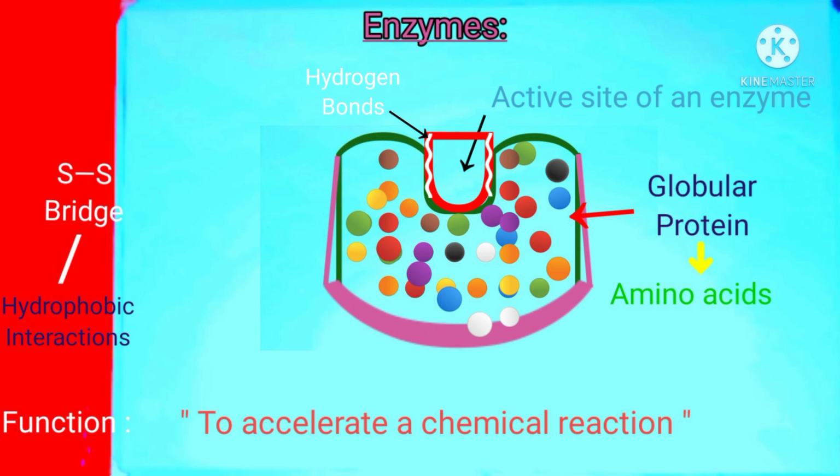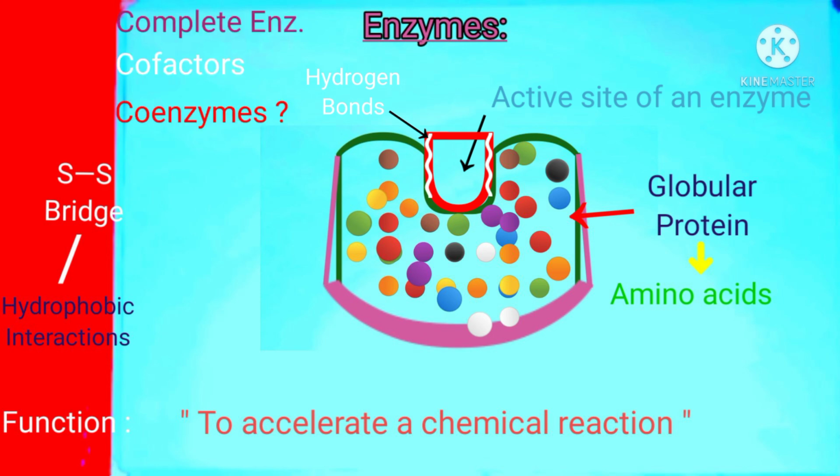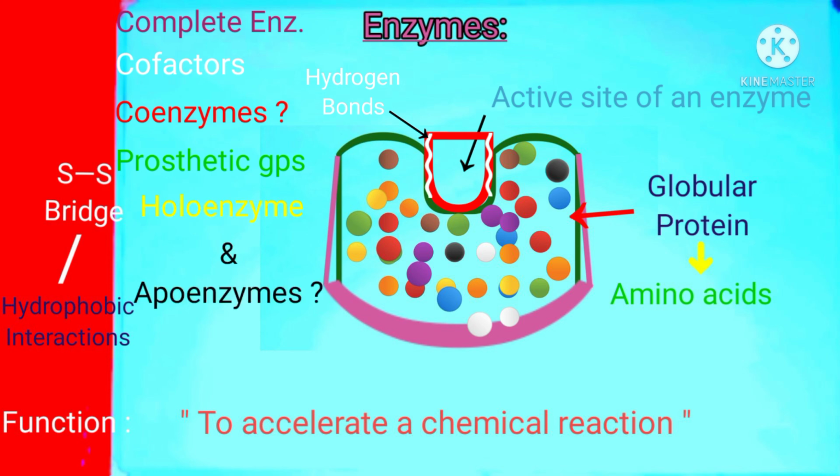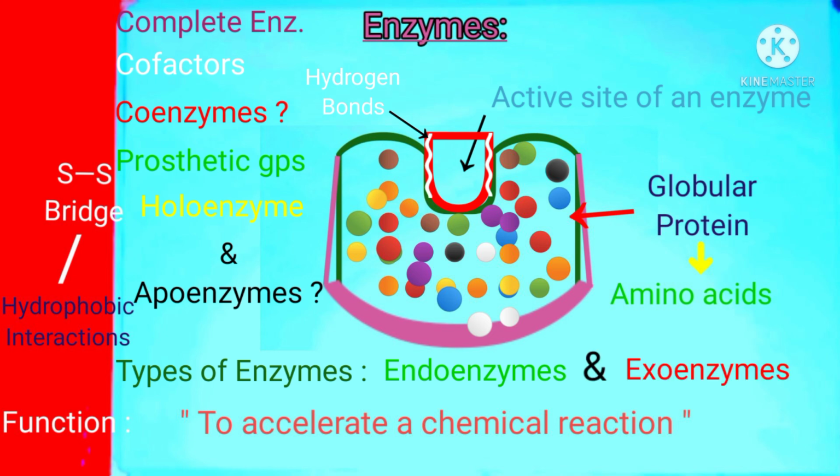Students, this is the first part of our enzymes video. In the second part of this enzymes video, we will discuss the complete enzyme, cofactors, coenzymes, prosthetic group, holoenzyme, and apoenzyme. In addition to these terms, we will also talk about types of enzymes like intracellular and extracellular enzymes. In that video, we will also study the allosteric site of an enzyme.